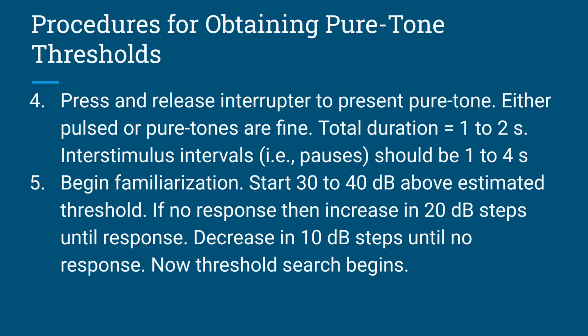A couple other things to note. Pulse tones that I mentioned earlier can be helpful in patients with tinnitus because they're easier to distinguish from the ringing in the ears. Alternatively, an ascending procedure can be used when one starts at the lowest intensity level and gradually increases until you get a response, and then you decrease by 10 dB. That's a good procedure if you're worried about non-organic hearing loss, like you might have in the VA or a work comp claim.